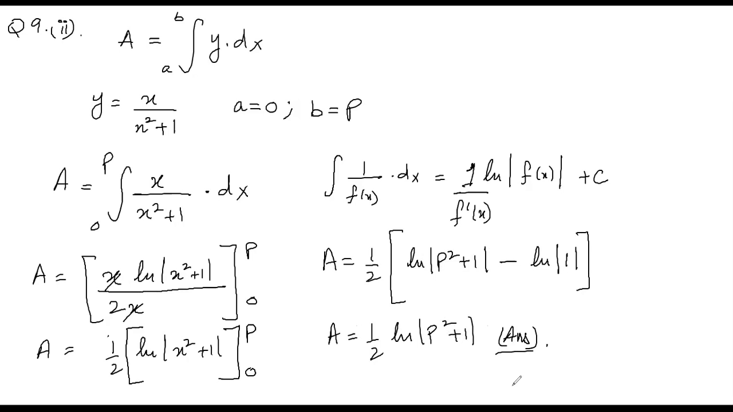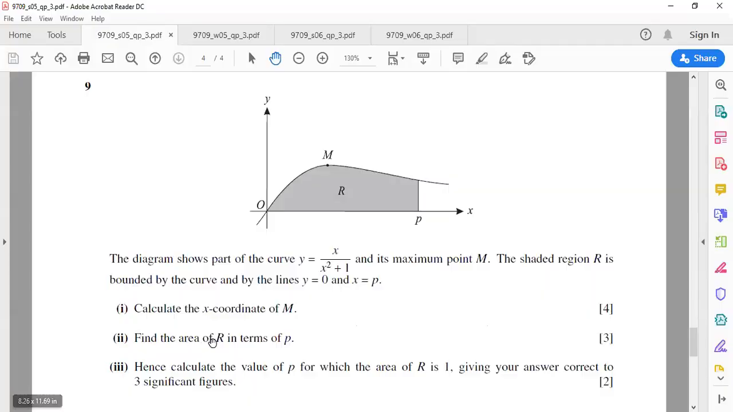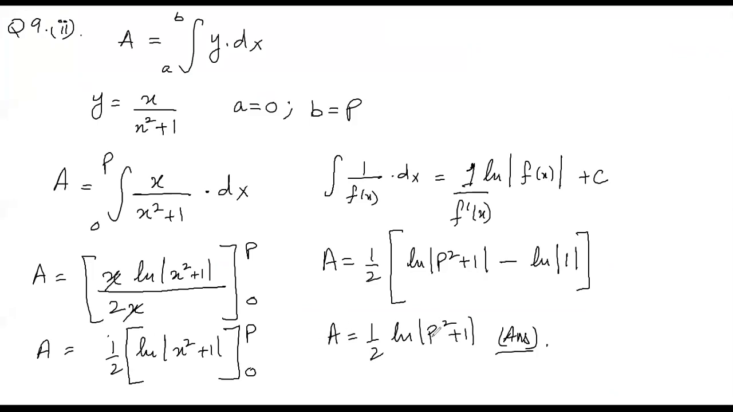Part 2: find the area of R in terms of p. That's what we have done. Hence, calculate the value of p for which the area of R is 1, giving an answer correct to 3 significant figures. That's just a continuation of the first part, which is why this is 2 marks and this is 3 marks. So you have already done this. All you have to do is substitute the value of the area, because now the area is given to you, and you have to find the value of p when the area is 1.